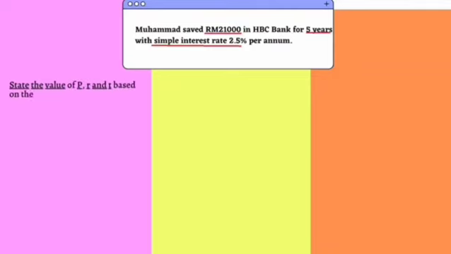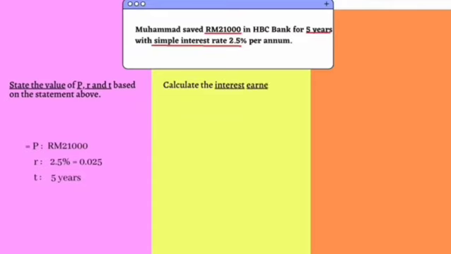Solution for question A, we need to state the value of P, R, and T. From the statement, we know that the principal is RM21,000, so P equal RM21,000. R is rate of interest, so 2.5% must be divided by 100, then equal to 0.025. T is for period of investment, which is 5 years. From the statement, we know that the investment is for 5 years, so T equal 5 years.